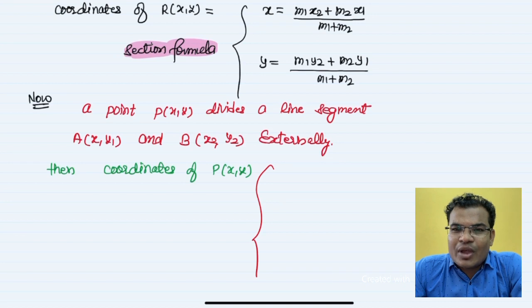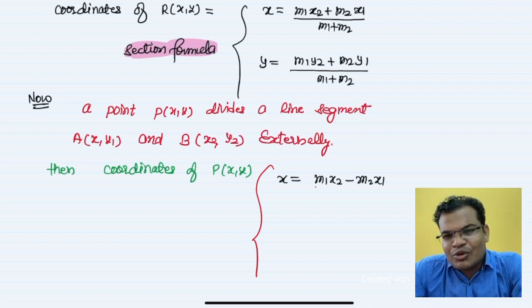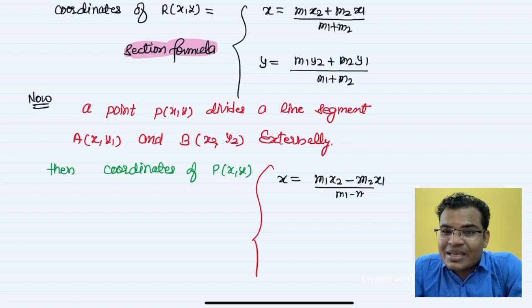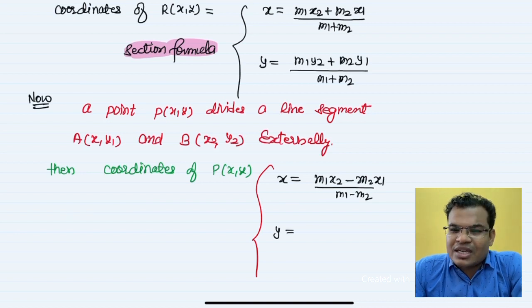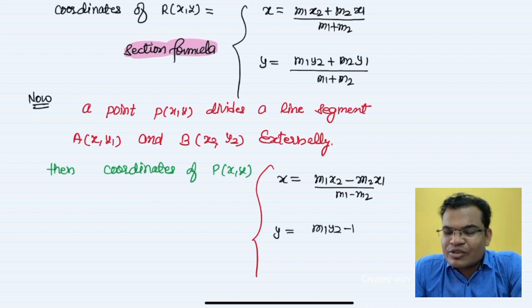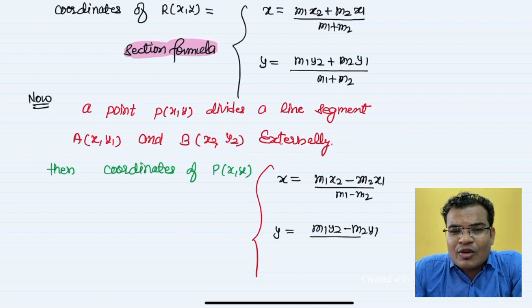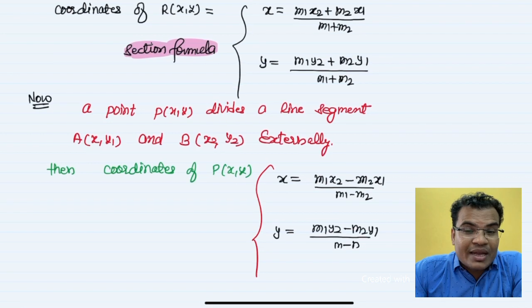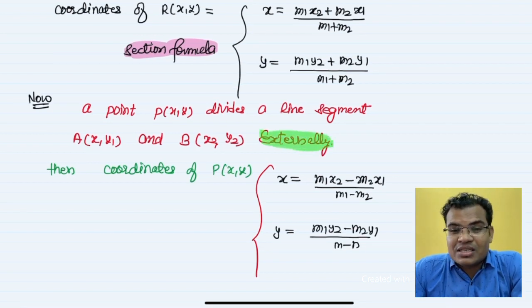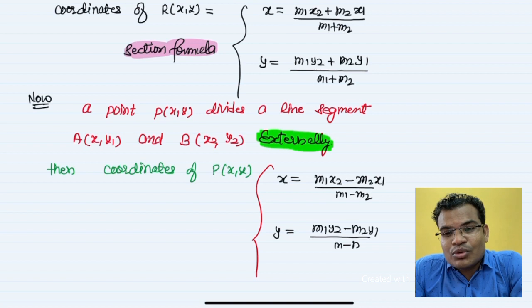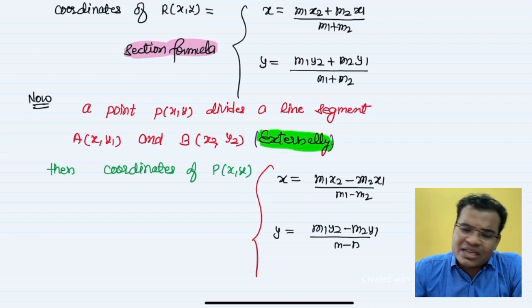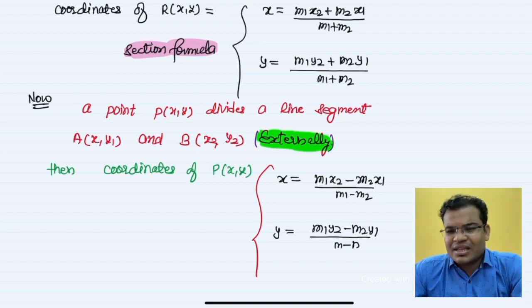So x is equal to m1 x2, minus m2 x1, and I will put a minus sign in the denominator too: m1 minus m2. If I put a plus, it will be internal; if I put a minus, it will be external. So y is m1 y2 minus m2 y1 upon m1 minus m2. There it was m1 plus m2, here it is m1 minus m2. In internal and external division the difference is only plus and minus: external minus, internal plus. That's fine.